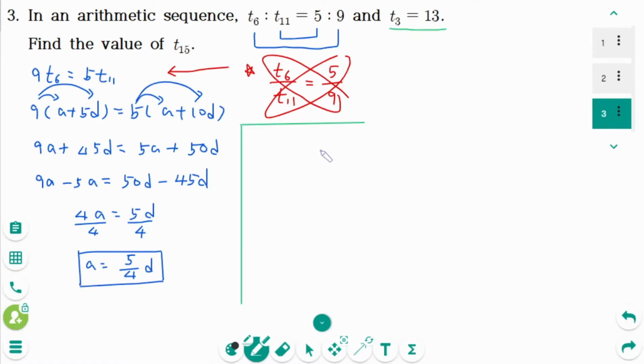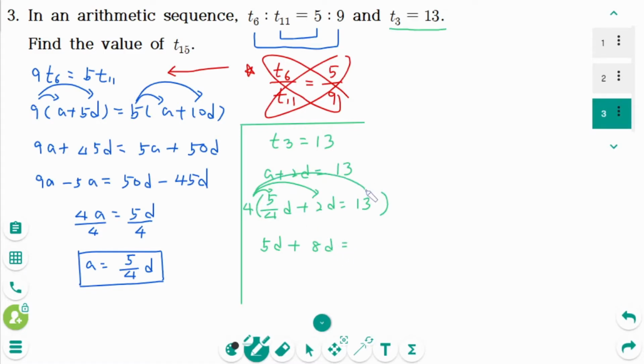Term 3 equals 13. That means A plus 2D equals 13. Then A is 5 over 4 D, so 5 over 4 D plus 2D equals 13. Then times 4 on each side. Then 5D plus the second one, 8D, equals the last one, 52. Then 13D equals 52. Then divide by 13 on each side. D equals 4. Then put in here: A equals 5 over 4 times 4, which is 5.